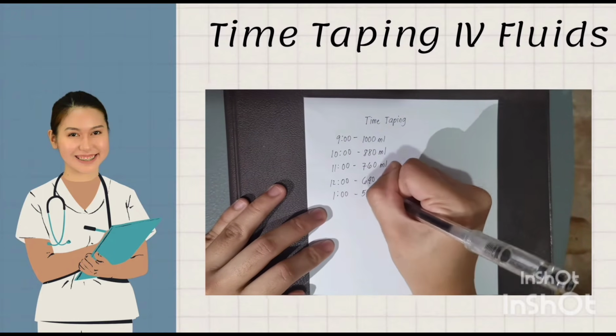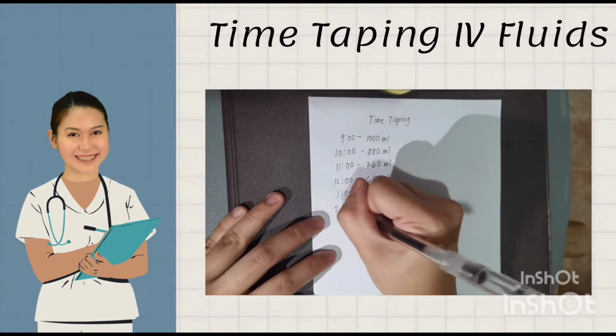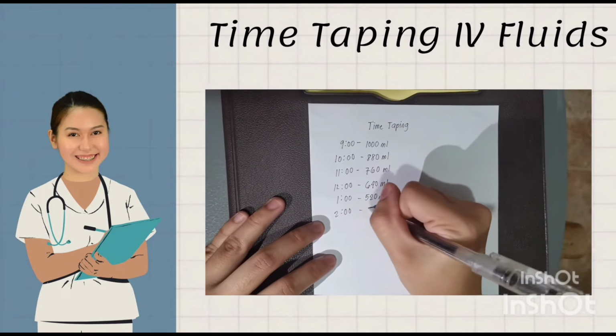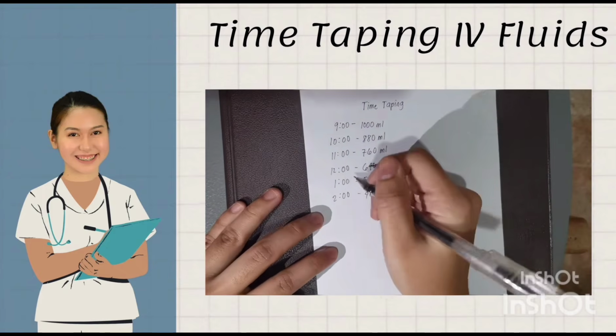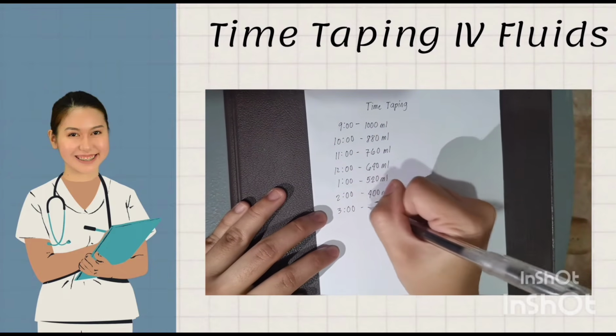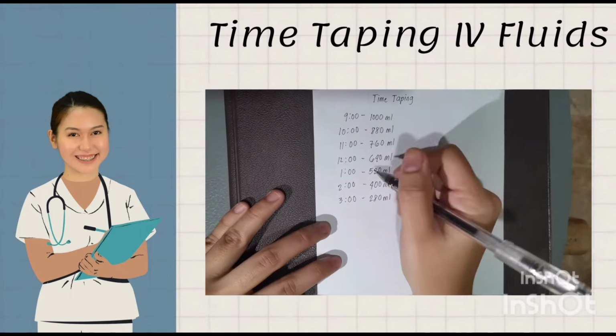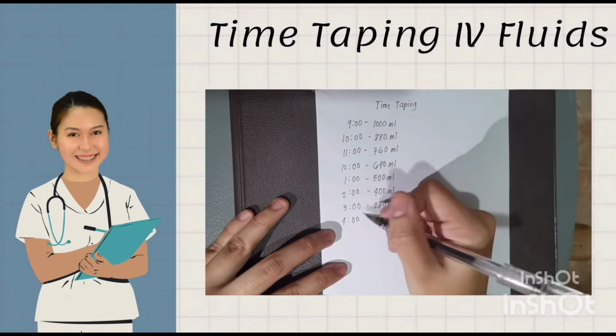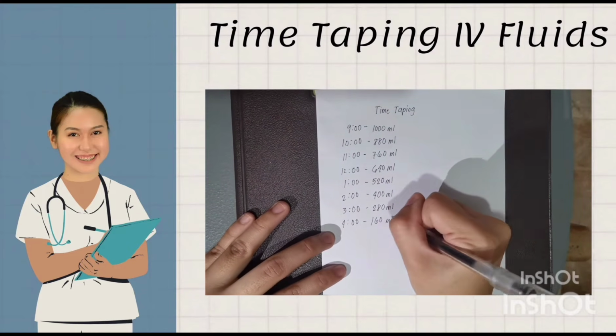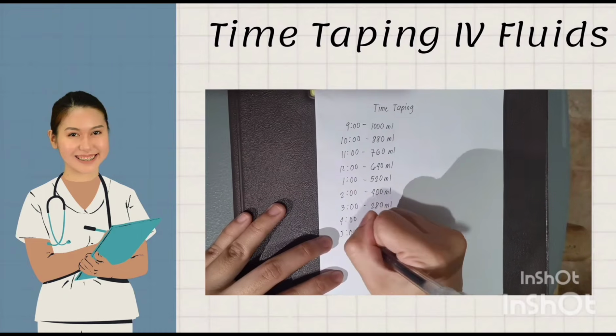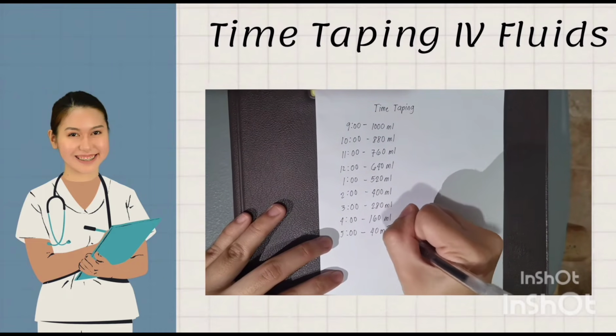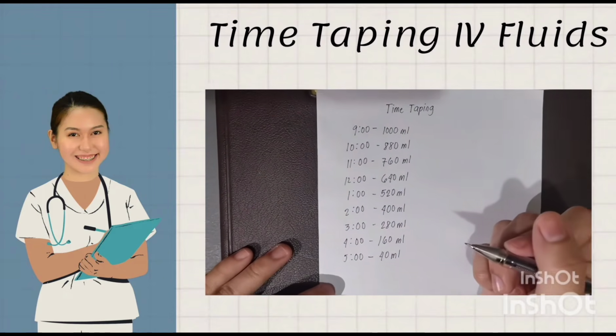At 1 p.m., there will be 520 ml left. At 2 p.m., there will be 400 ml left. At 3 p.m., there will be 280 ml left. At 4 p.m., there will be 160 ml left. At 5 p.m., there will be 40 ml left.